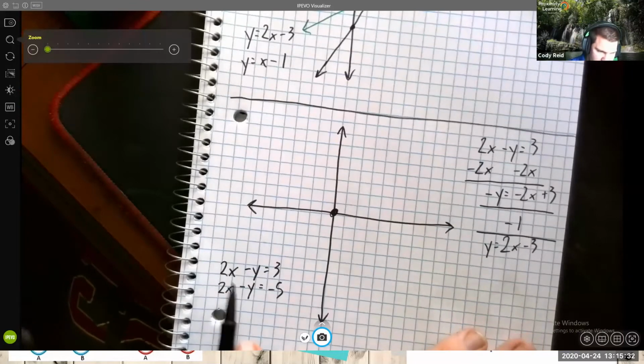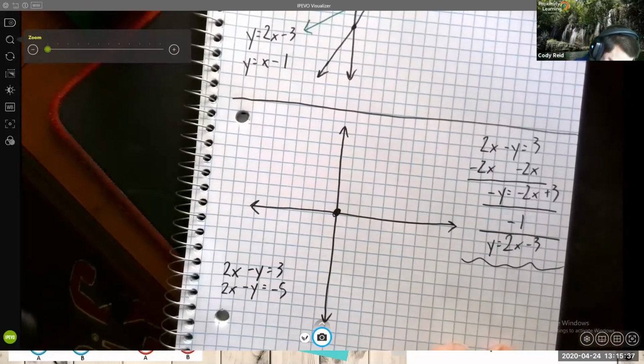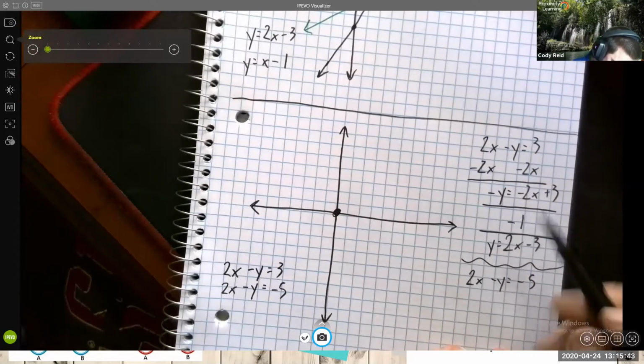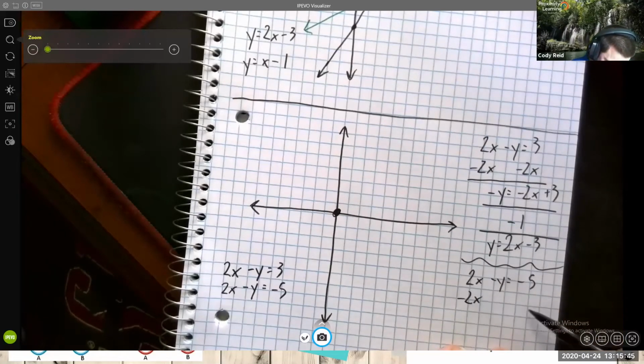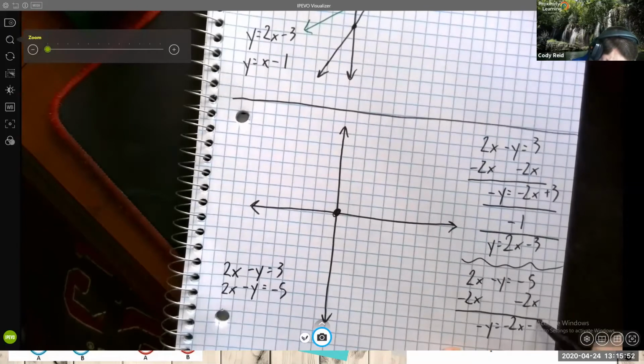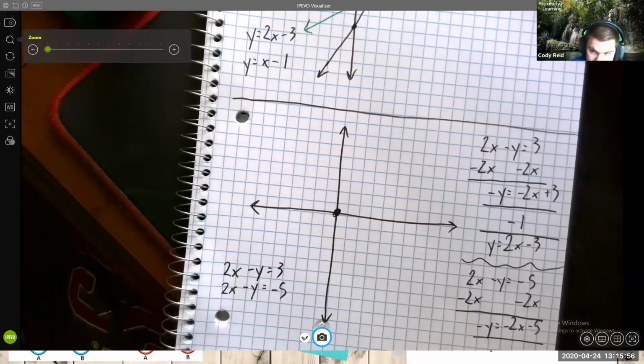And then I would do the same thing for 2x minus y. So get x moved to the other side. That leaves negative y. Divide everything by the negative sign, so negative 1.